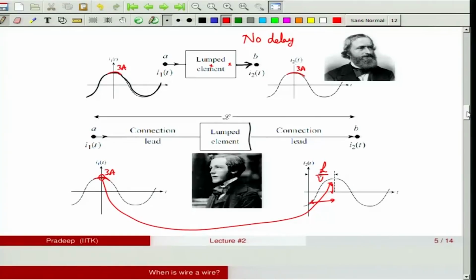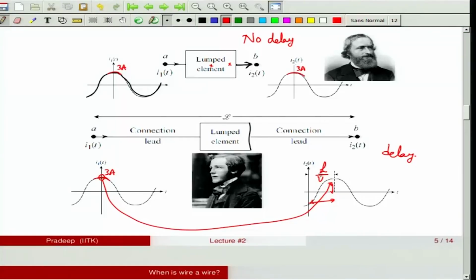What is critical here is that whenever you have a connection lead which is longer than usual, there will always be some amount of delay in the output. If you consider I2 of t as the output and I1 of t as the input, there is some delay between I2 and I1. This delay between output and input, just because you have connected a wire, is the characteristic which makes a wire a wire. So, you cannot ignore this delay, which is because of the wave nature of the wire itself, as we will soon see. The wire is the one contributing to this delay.